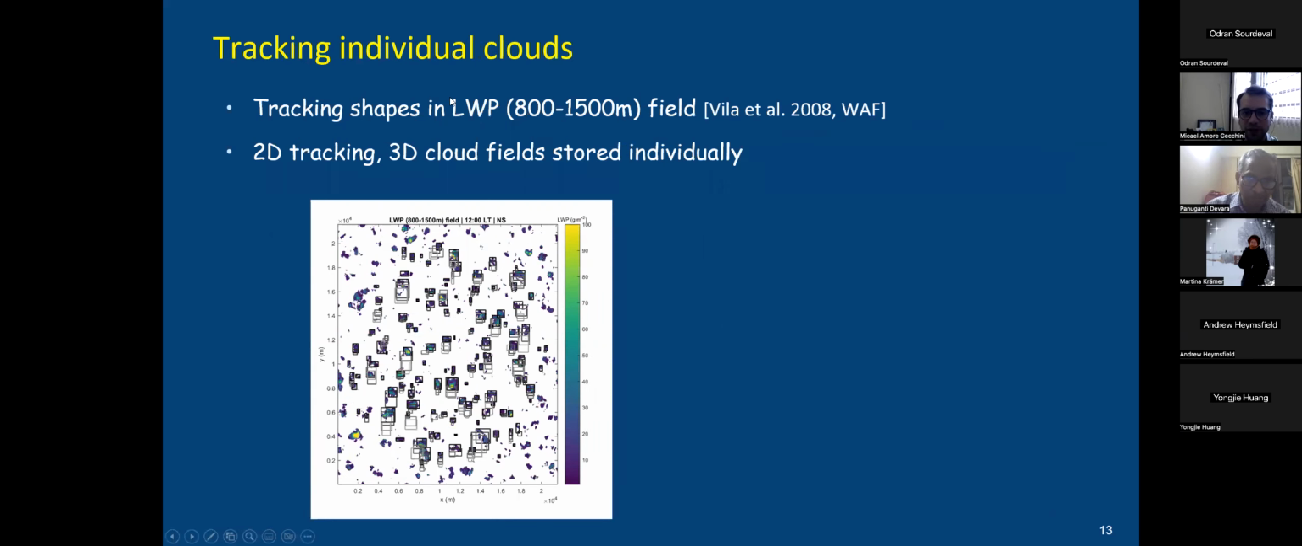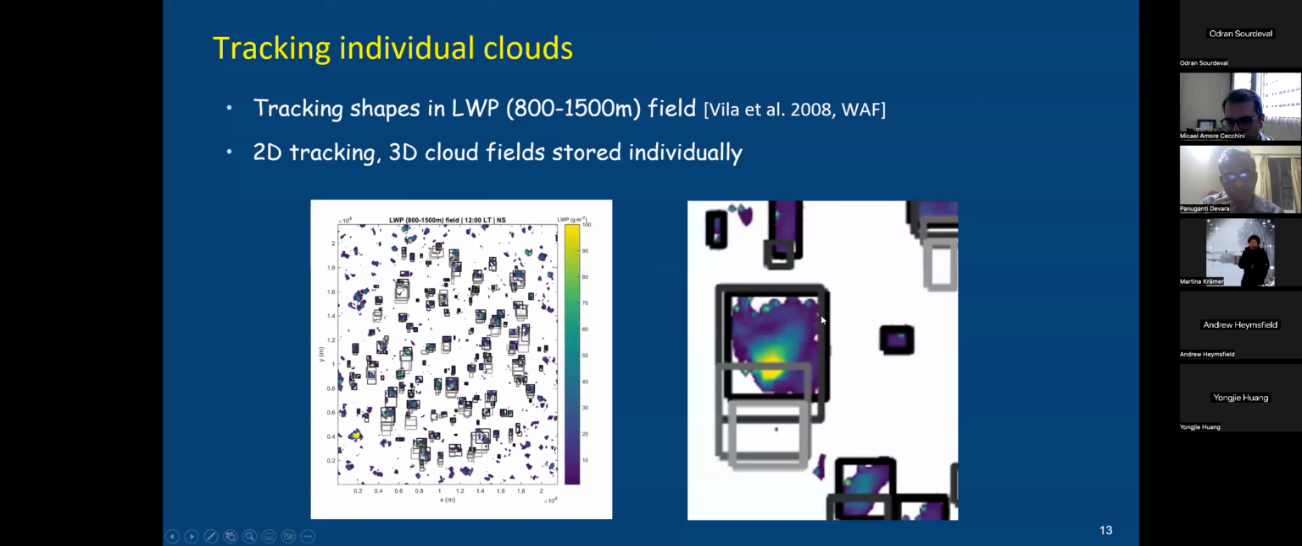I use the liquid water path from between 800 meters and 1.5 kilometer heights. And I just do a 2D tracking to track the shapes. So on the right here is one example. The colors are the liquid water path of one cloud, and the black square is the current time step that I can track the cloud, and the lighter colors are the previous time steps of that cloud. So it started here as a light gray, and then it evolved a little bit toward north, and then it grew a little bit, and then in this time step, this is how it looks.